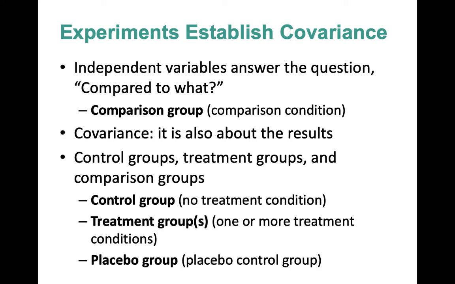Okay, let's start with the first criterion, that experiments are able to establish covariance. Covariance is really indicated by a difference in group means. So in both the pasta study and the note-taking study, they were able to show covariance because they showed that there was a difference between the two experimental conditions. In the pasta study, participants in the large bowl condition ate more than those in the medium bowl condition. So there's a relationship. There is covariance between the independent variable and the dependent variable. Independent variables answer the question, compared to what?